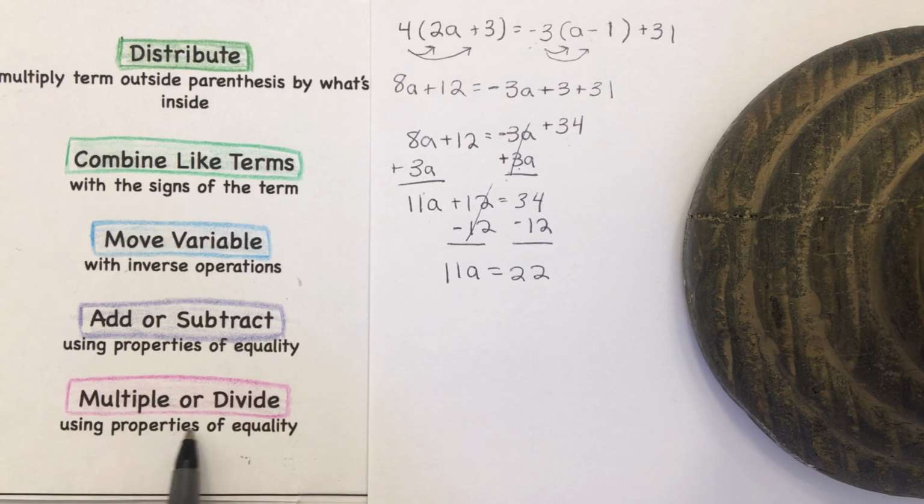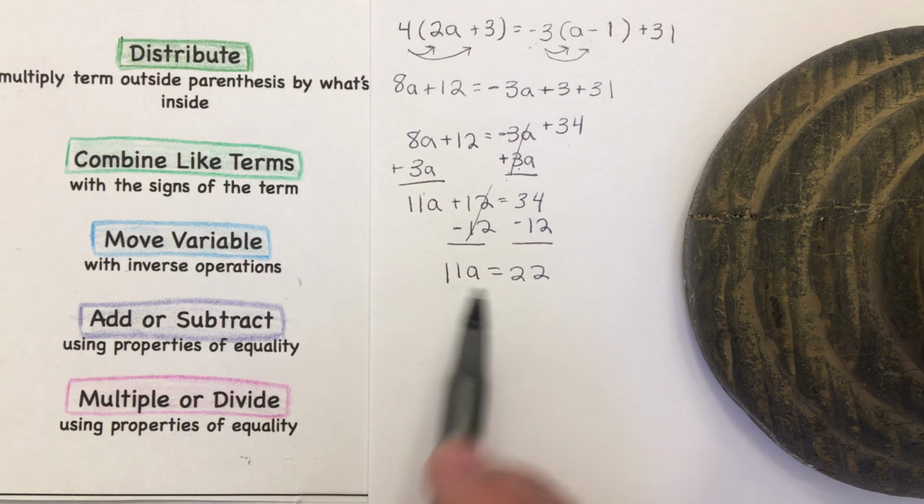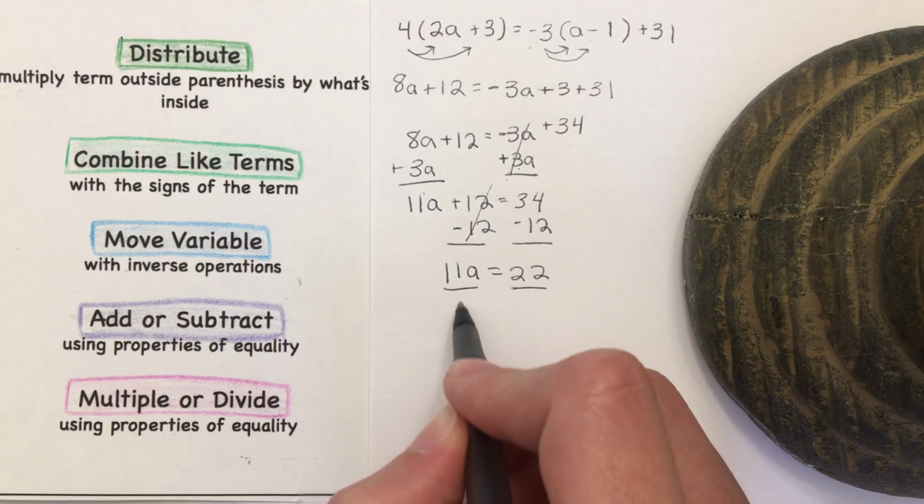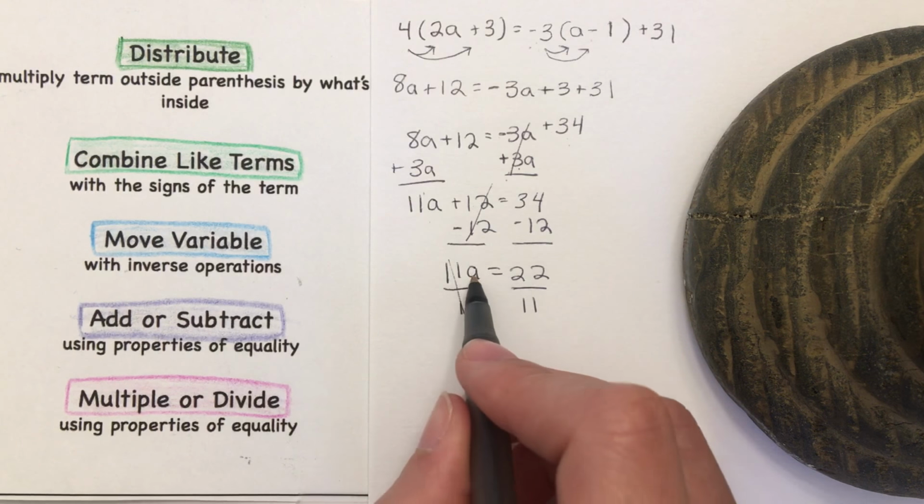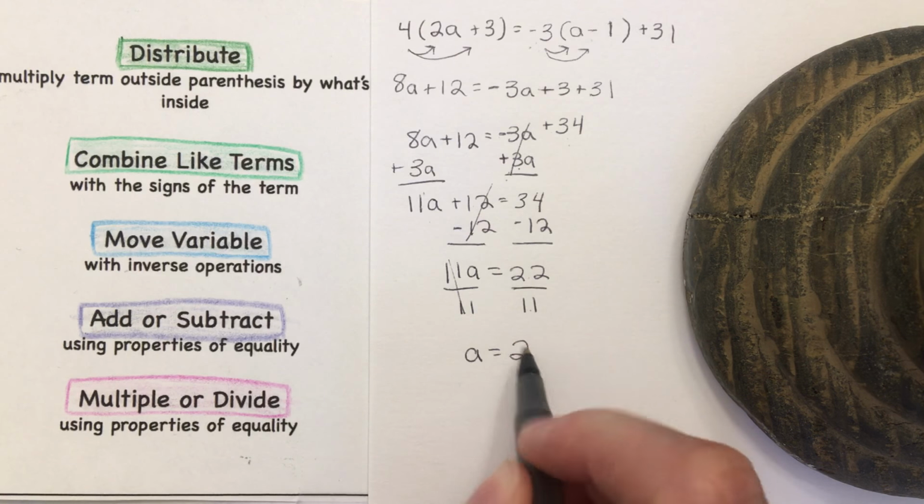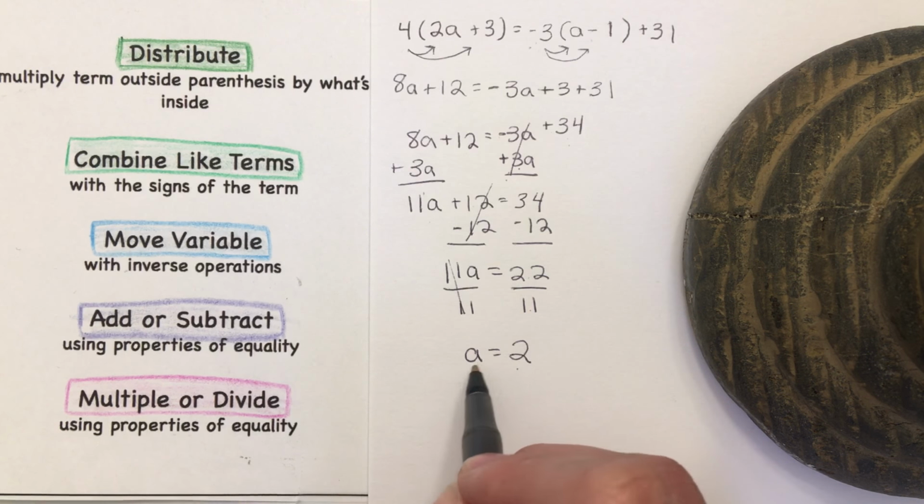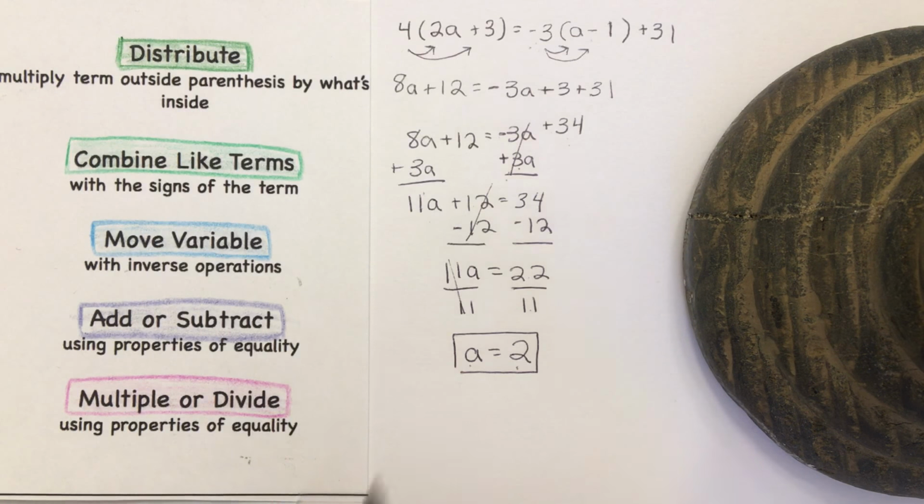And then my final step is to multiply or divide. Now that this variable is the only term over here, there's nothing else except for this 11a, that is when I can divide both sides by 11. So the 11 is going to cancel, leaving me with just a on the left, and then 22 divided by 11 is 2. So I've got a by itself, and it's equal to a number. So a equals 2. That is my final answer.